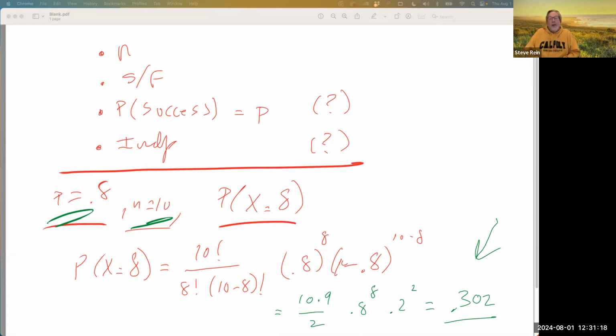If you don't have the number of trials fixed in advance, that is not binomial. So if you hear anything like, oh, we're going to try sampling until we hit a success, or we're going to sample until we hit 2 successes, or we're going to sample until we have 2 failures, that is not a binomial distribution. That is a different sort of distribution. It might be negative binomial.